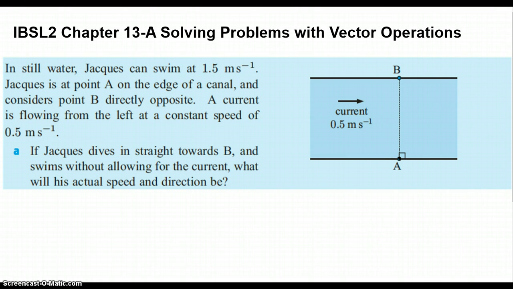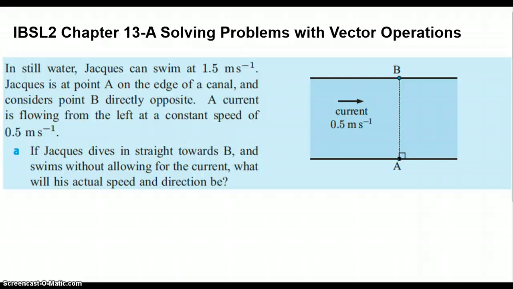and you have the current flowing from left to right. So it says, if Jacques dives in straight towards B and swims without allowing for the current, what will his actual speed and direction be? All right, so we need to consider the 2 vectors at play.